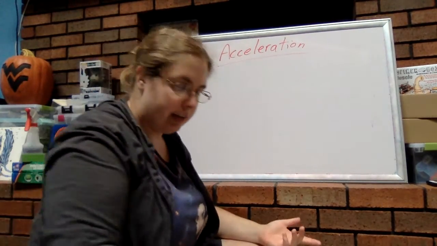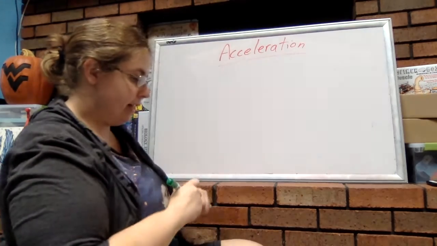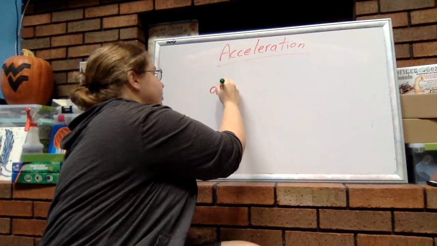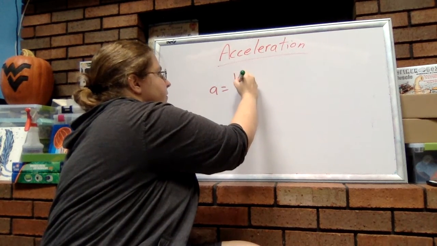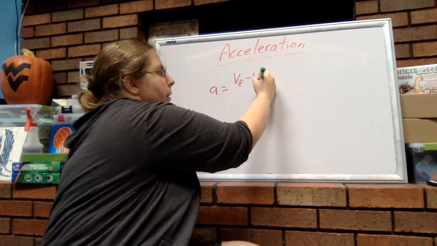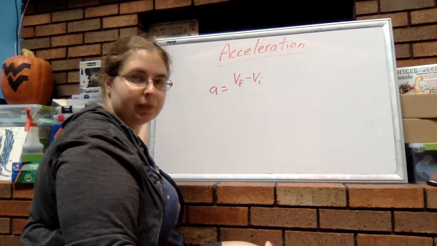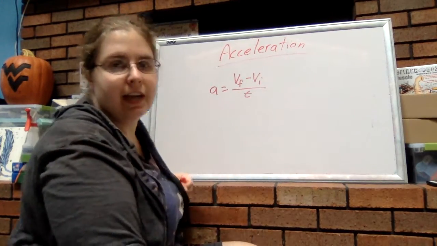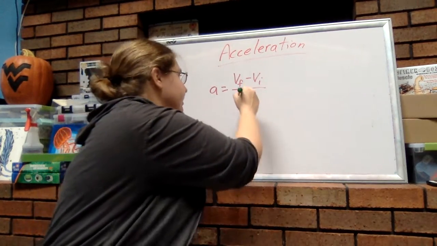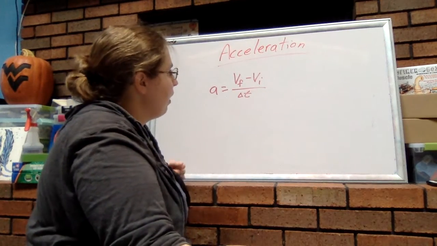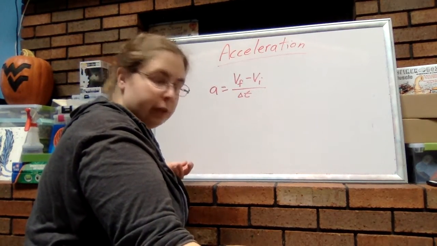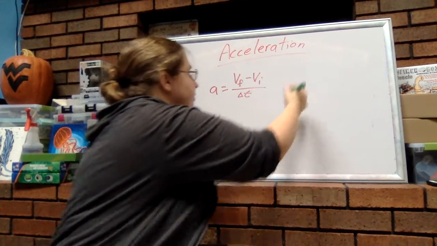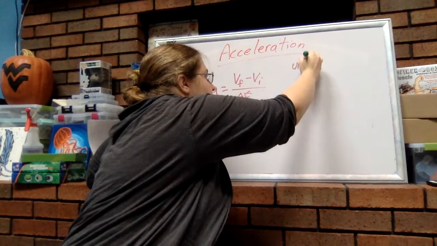Now acceleration has an equation, and that is acceleration equals the final velocity minus the initial velocity, because remember, it's a change in velocity, over the amount of time needed to make that change. Now, the unit for this would be meters per second squared.